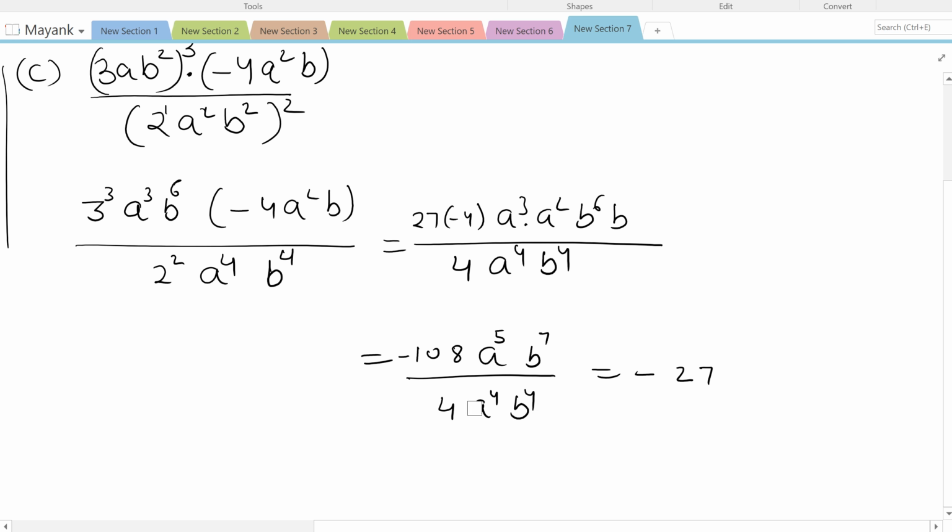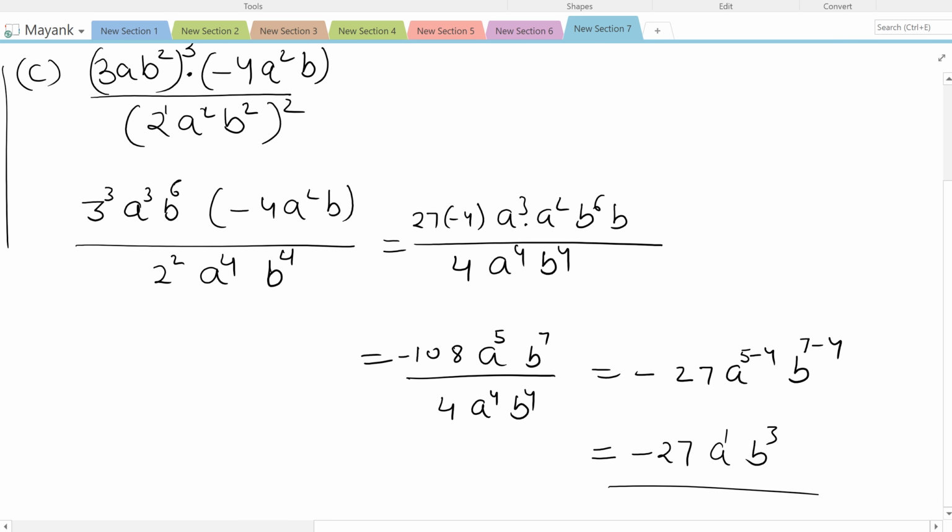So what do we do? Bases are the same here, so we do a power by subtraction, and bases are b in this one, so b power by subtraction. We subtract the powers whenever there's a division. When there's a multiplication, we add them. That's what we learned in the previous example. That's 1, right? You can write 1 if you want. That's not necessary. This is the answer.